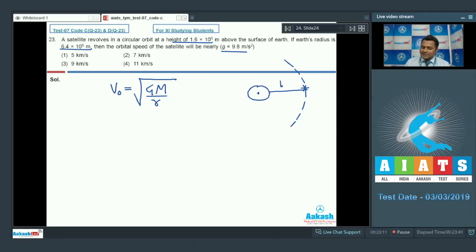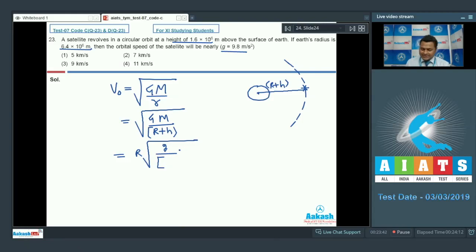Distance from the surface is h, and if radius is r, then the distance from the center will be r plus h. So plugging the values, we get under root GM upon r plus h. Now we know very well that capital G, capital M is replaced by small g, radius of Earth square. So that's why r comes out of the root and inside you get g.